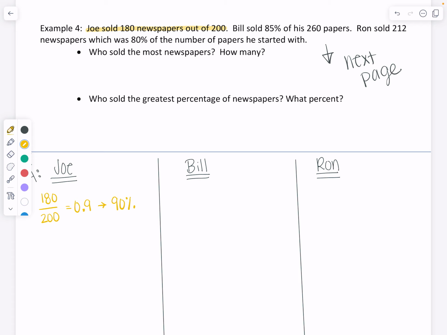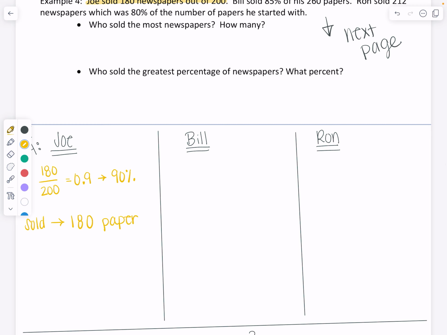Okay, so Joe sold, let's write this. He sold 180. That was given to me in the problem. He sold 180 papers. And that was 90% of his papers. Okay, so now let's look at Bill.